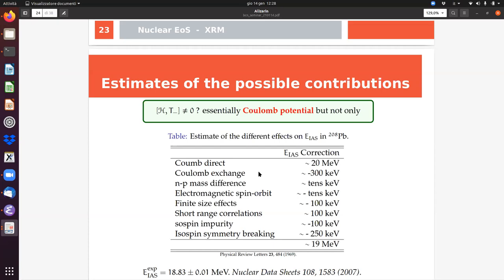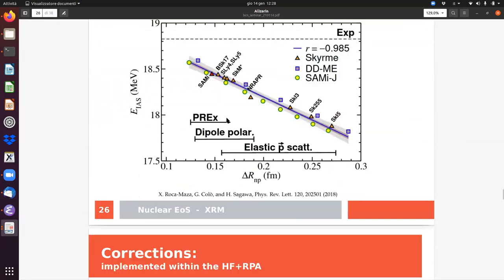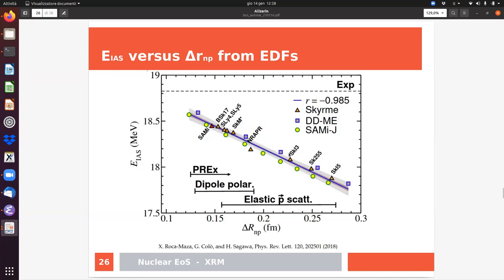But when I look at this observable, for example, the difference with, I don't know, if you like this model, SKI3, a non-relativistic energy density functional, I would need 1 MeV more. And now you see that our functionals are already expected to be better in the description of this algebraic analog state than 1 MeV, in my opinion. So when you select the right observable, then you may be lucky and be able to constrain the right channel of your functional, somehow.